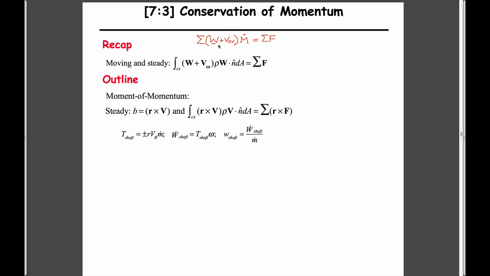We know that these are vectors which have components in x, y, and z, but usually we resolve things in one direction. And if we resolve things in one direction, it would be just the relative velocity in the x direction, say, plus the velocity of the control volume or control surface in the x direction, times the mass flow rate, equals the applied force in the x direction, all of them.